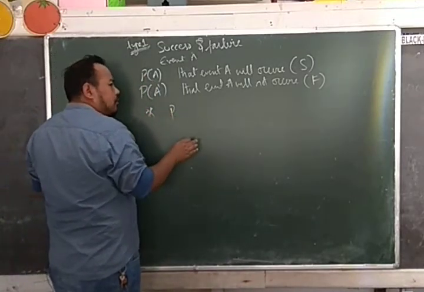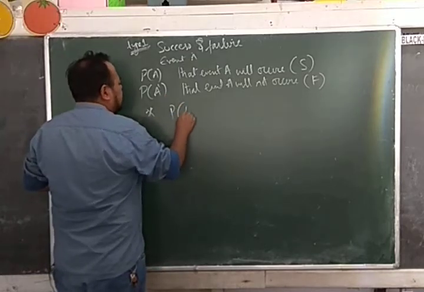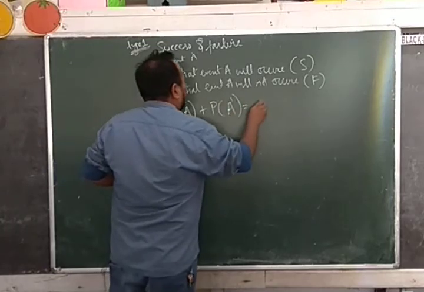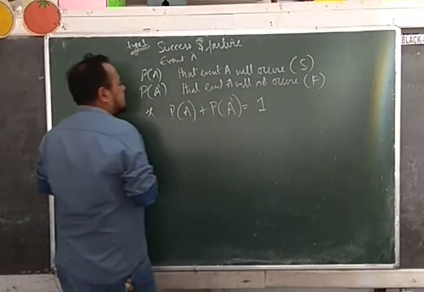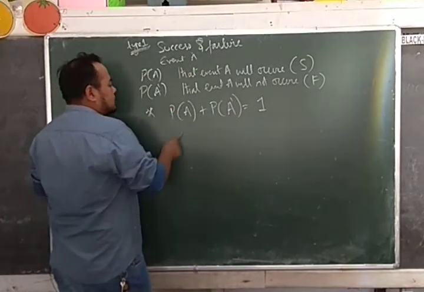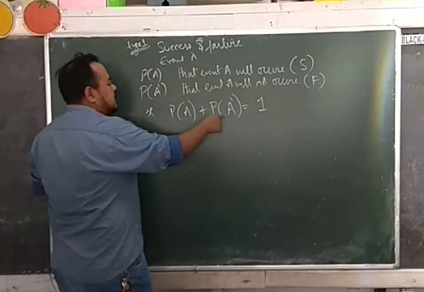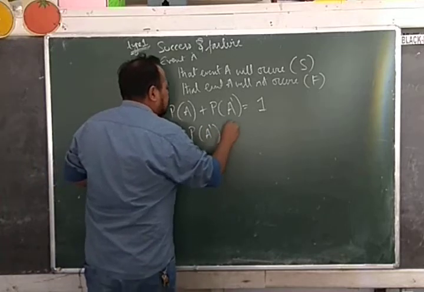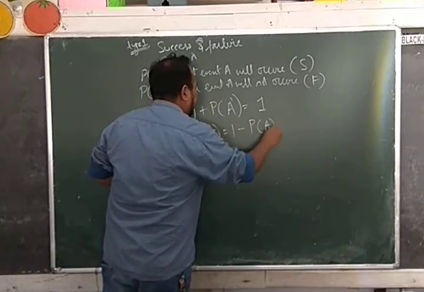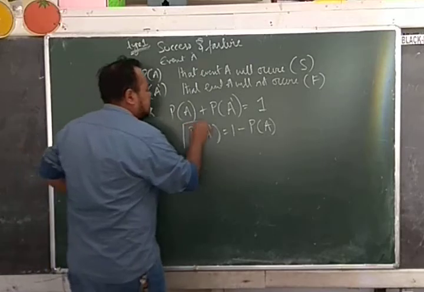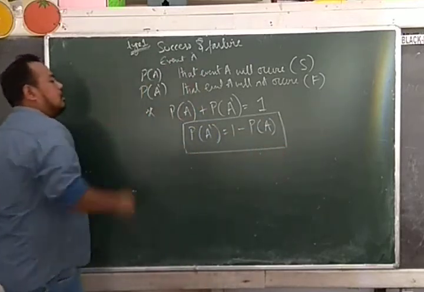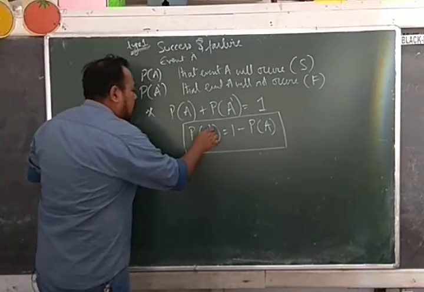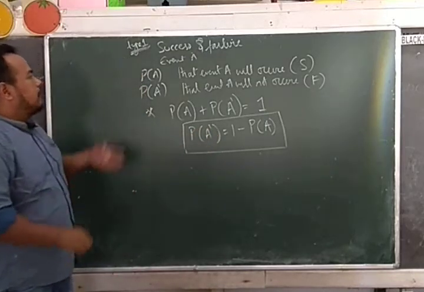So there's a very important formula. Overall probability will always be 1. So probability of A, that means success, plus probability of A dash will always be equal to 1. So success plus failure is always equal to 1. If I know the probability of success, I can easily find the probability of failure. So probability of A dash is going to be 1 minus probability of A. This is the formula that is very important, and this formula will be a major part of type 1.